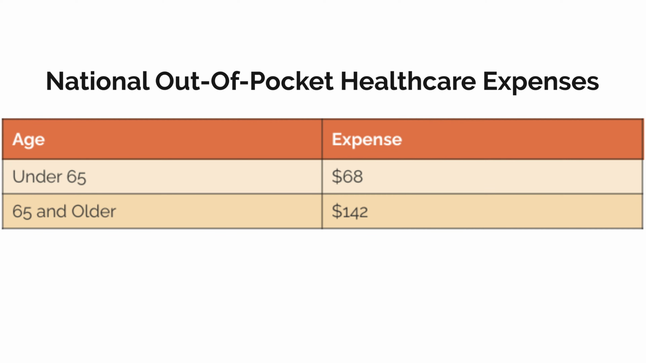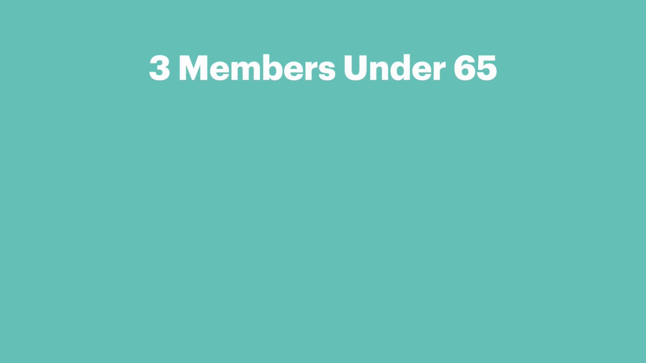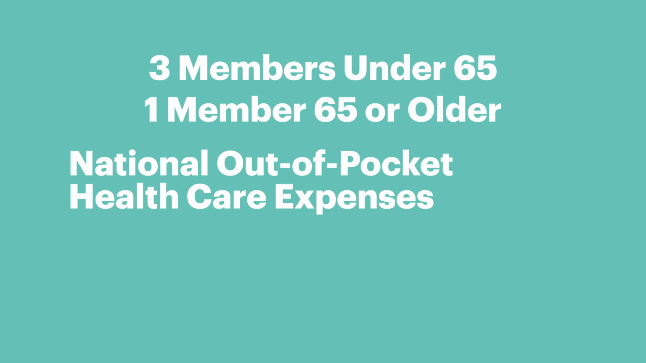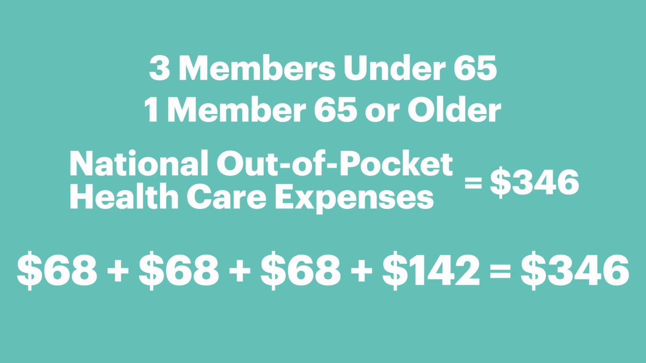So here are the national out-of-pocket healthcare expenses for 2021. For each member of your household, including yourself, who is under 65, the amount is $68 monthly. And for each member of your household who is 65 years old or older, the amount is $142 monthly. So if there are 3 members of your household under the age of 65 and 1 member who is age 65 or older, your national out-of-pocket healthcare expenses would be $346, which is 68 plus 68 plus 68 plus $142.